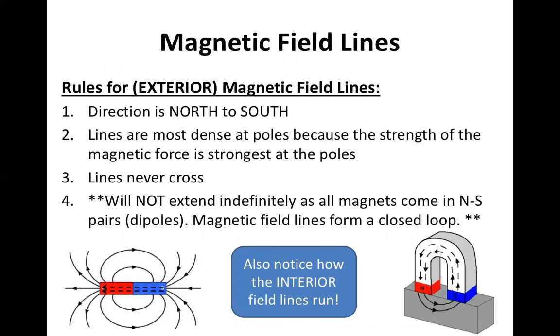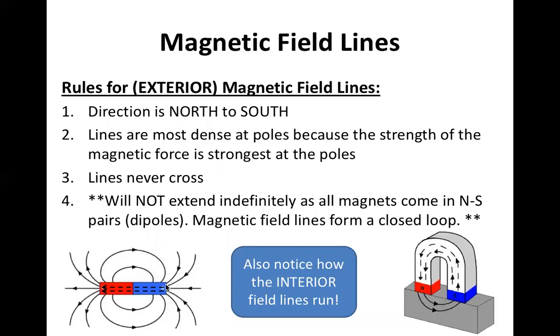So here are some rules for the magnetic field lines. With gravitational field lines, we always had them pointing towards the planet or the object with a lot of mass. With electric field lines, they always pointed positive to negative. So that electric field strength, a vector quantity, always pointed from positive to negative, the same as the field lines. Here with magnetic field lines, the direction is north to south.